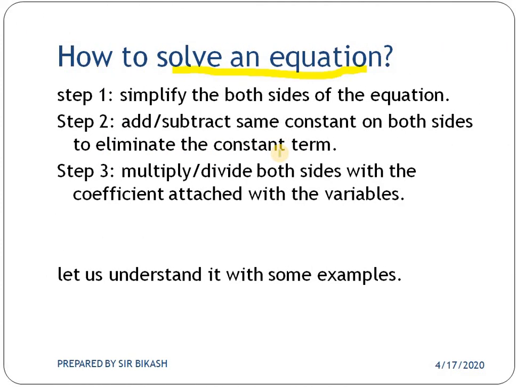Now onwards we will say only equation, instead of linear equation in one variable. First of all, how to solve the equation? Simplify both sides of the equation. Add or subtract the same constant on both sides to eliminate the constant term. Multiply or divide both sides by the coefficient attached with the variable. Let us understand it with some examples. These steps I have written, but you will not be able to understand without looking at an example.